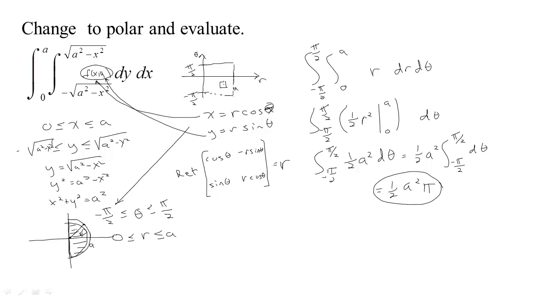If we look at this region, we had a half of a circle, and what we were doing was summing up 1 times each bit of area. So we're just basically summing up all the area within the circle. The area of the full circle of radius a is pi a squared, so the area of half of a circle should be 1/2 pi a squared.